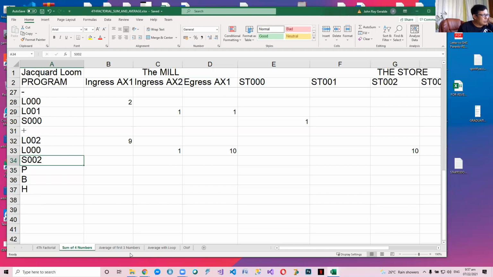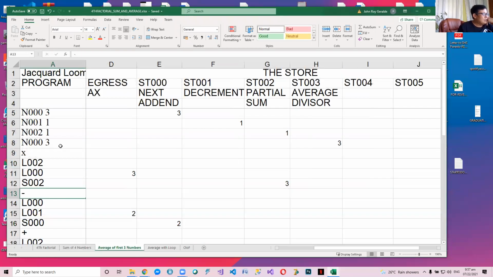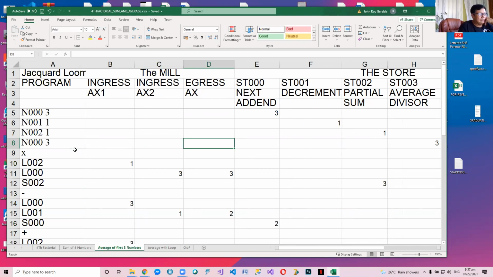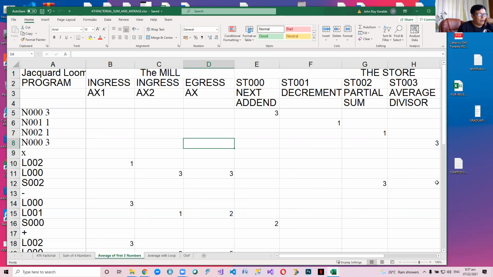So what we are going to do is to store an extra variable. So we are storing the extra variable to 3. Ito na yung addend, no? Ito na yung average. So we are using the variable 3, st. Dati hanggang 2 lang tayo. This time we are going to use the variable 3, st003, to store the final divisor for the average. And initially it's equal to the first addend, which is 3.